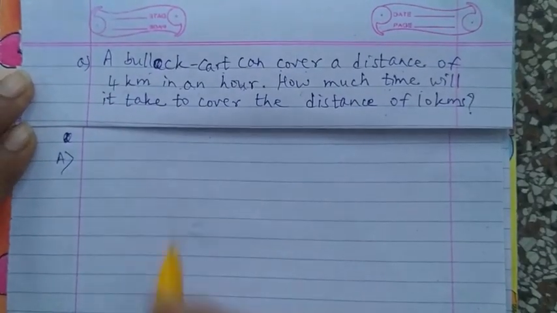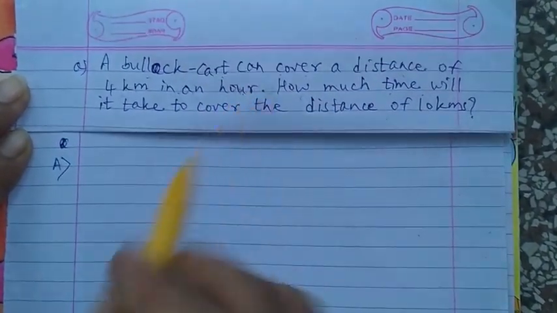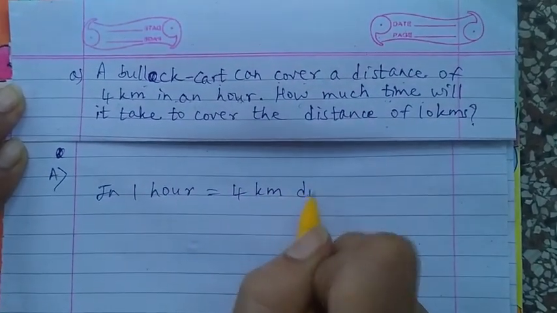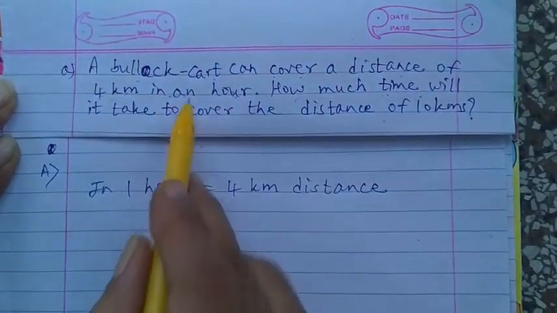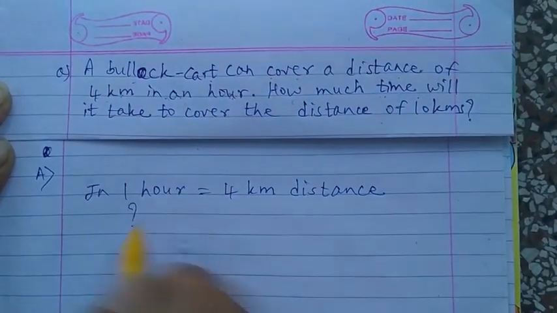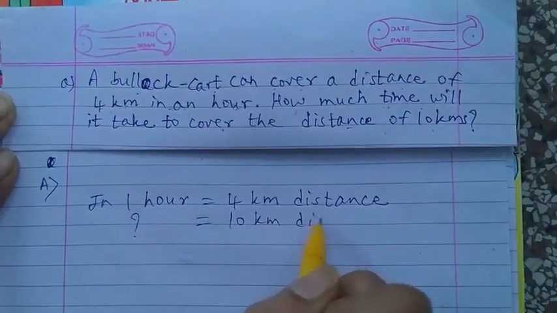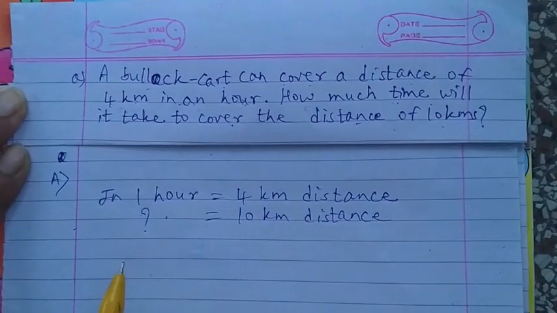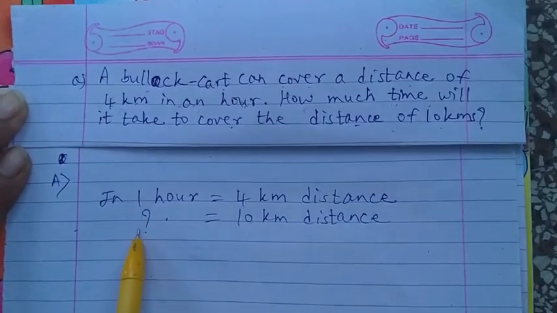Over to next question. A bullock cart can cover a distance of 4 kilometers in an hour. So in 1 hour, 4 kilometer distance. How much time? Time is measured in hours. So question mark. Will it take to cover a distance of 10 kilometers? Kilometer below kilometer. So I have to find how much time it will take to cover a distance of 10 kilometers. Here 3 values are given, 1, 2 and 3, and fourth one is question mark.